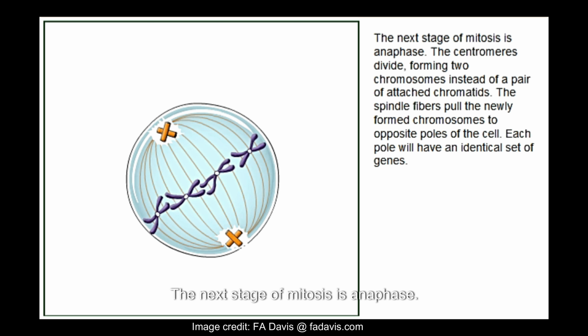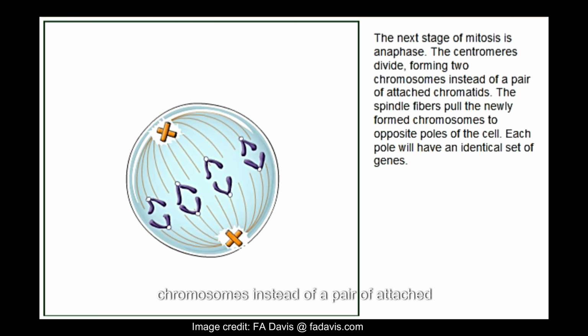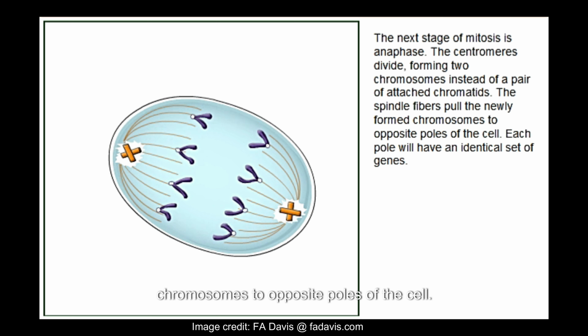The next stage of mitosis is anaphase. The centromeres divide, forming two chromosomes instead of a pair of attached chromatids. The spindle fibers pull the newly formed chromosomes to opposite poles of the cell. Each pole will have an identical set of genes.